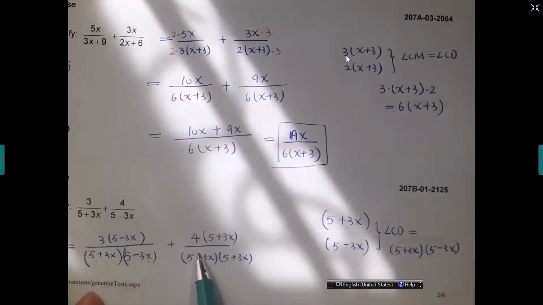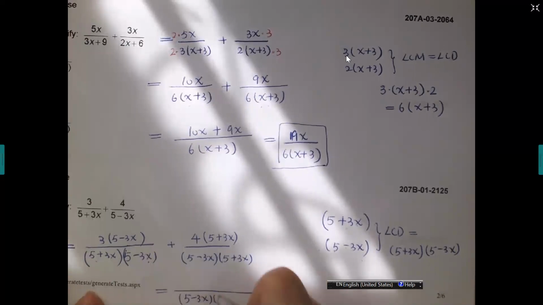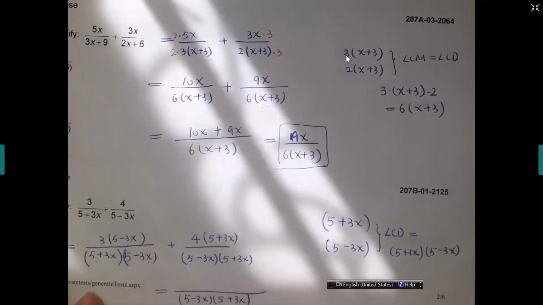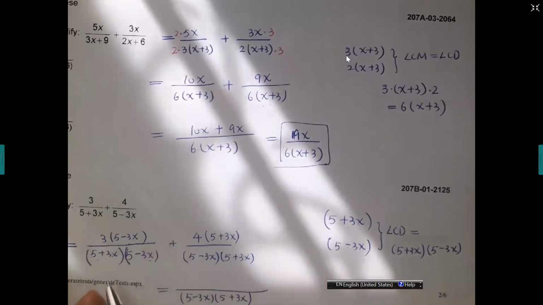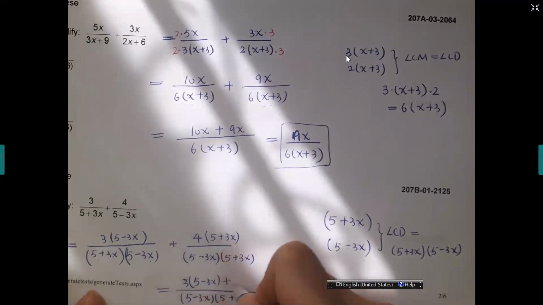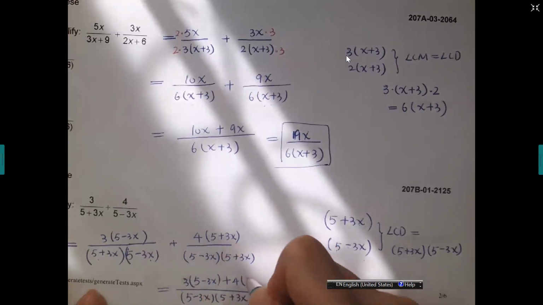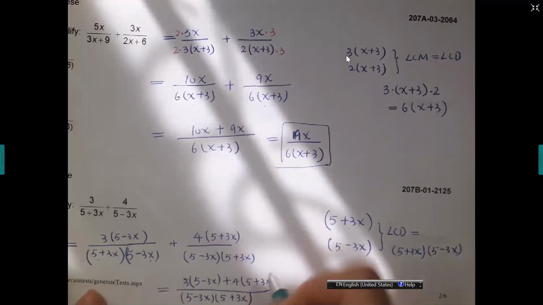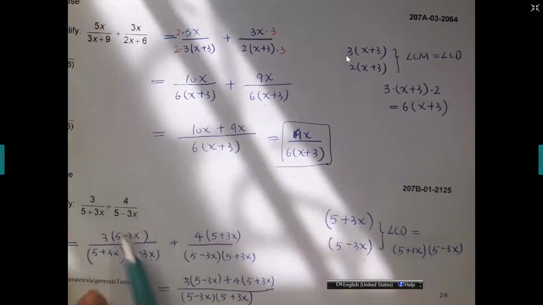So those two have the same denominator. When we're adding them, what do we do? Just keep the common denominator, 5 minus 3x times 5 plus 3x. Then add the two numerators, 3 times 5 minus 3x plus 4 times 5 plus 3x. So this is the first numerator plus the second numerator. We cannot leave the answer here because the numerator apparently can be simplified.